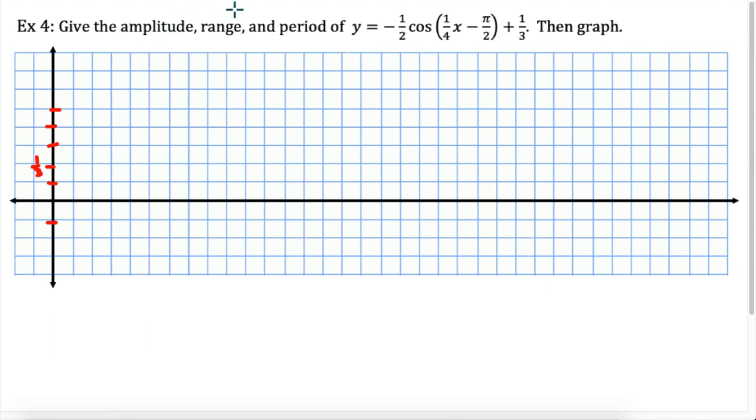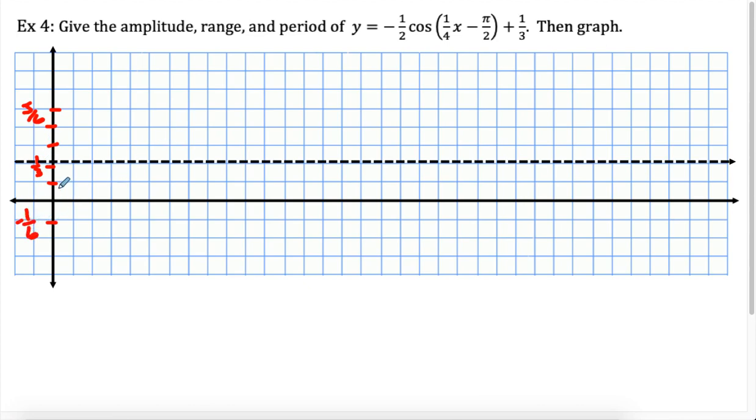So let's put in our midline right through there. And then if I go up 3/6, I will be at 5/6, and if I go down 3/6, I will be at -1/6. So even if my midline, my d value, and my amplitude, my a value, don't have the same denominator, we can still get an appropriate scale.